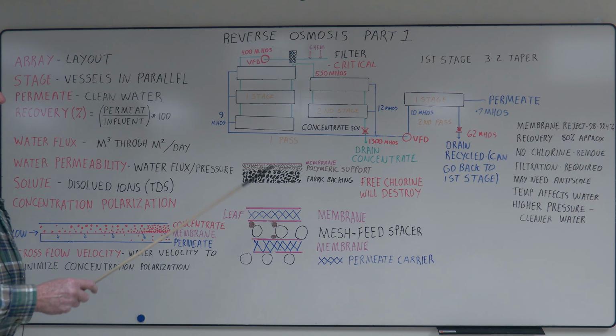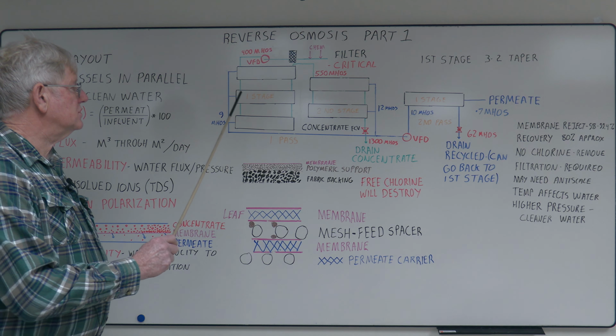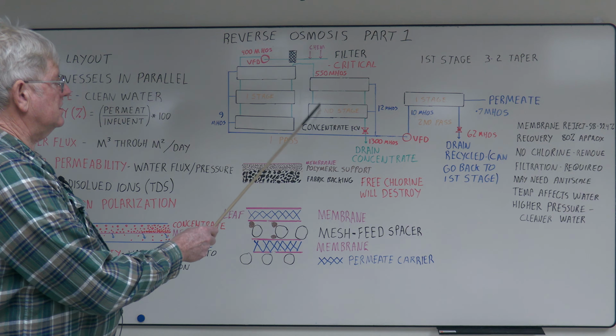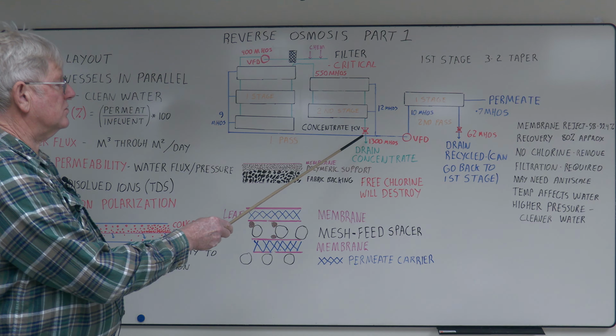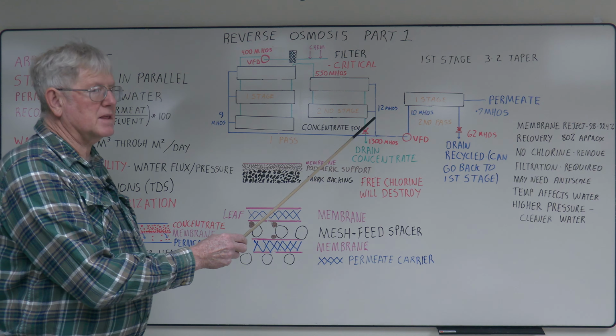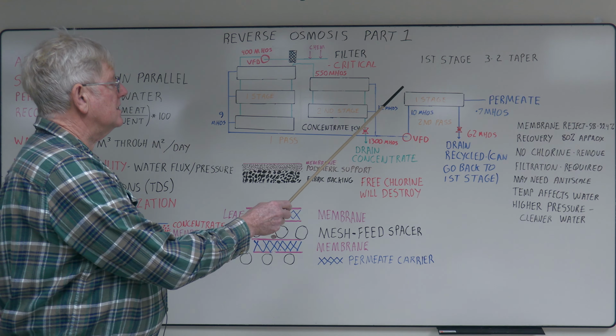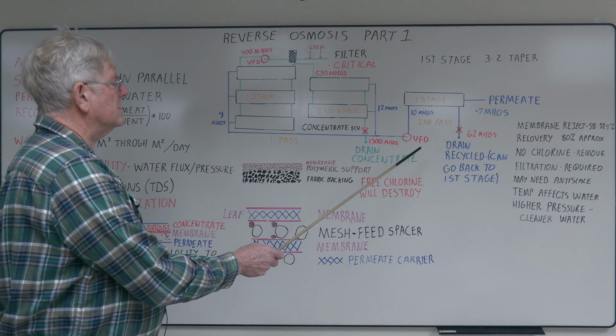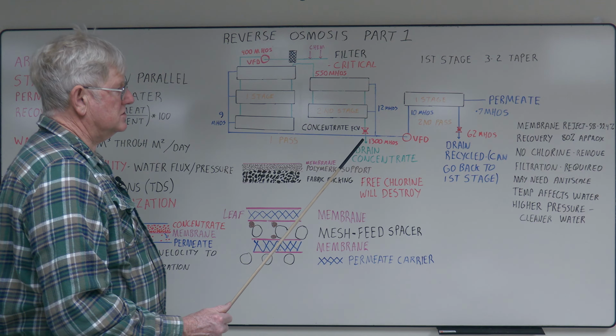This is a basic RO unit. It's a 2-pass unit. This will be pass 1. You take the permeate from pass 1, go through a pump, VFD pump, and then you go through another RO module to produce cleaner water.